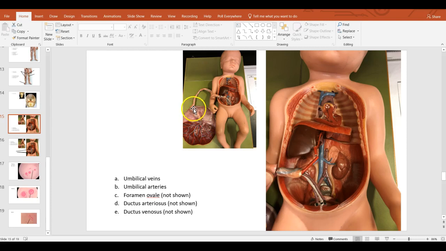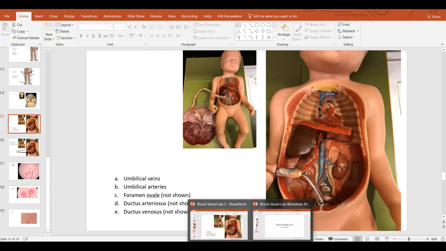So then it comes back via umbilical veins. We call it a vein because it's carrying the blood to the heart, but just like with the pulmonary circulation, because this blood is coming from the oxygen source, the placenta, this vein is color-coded red. So you want to know umbilical arteries carry deoxygenated blood away from the fetal heart, and the umbilical vein carries oxygenated blood toward the fetal heart.